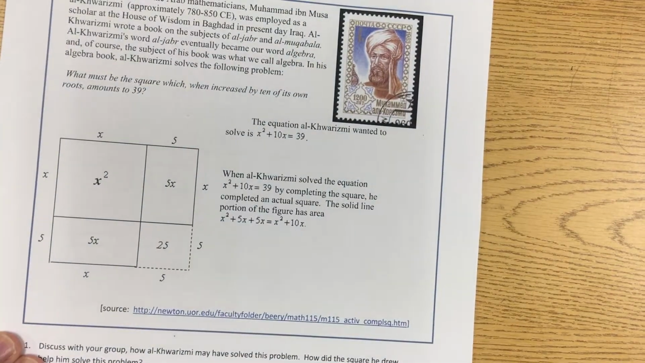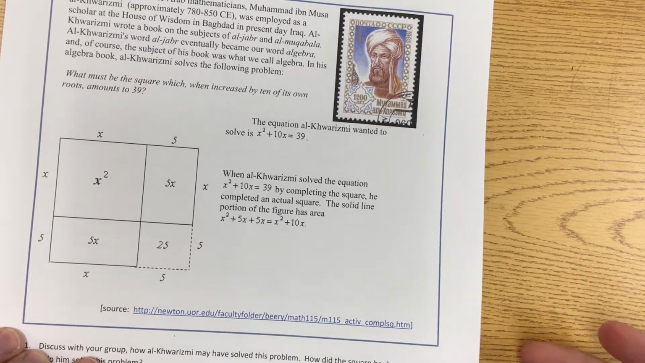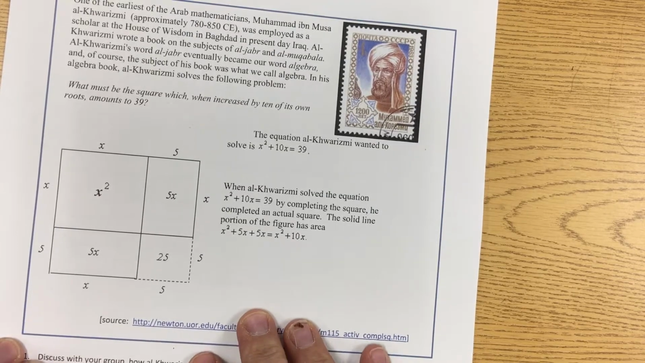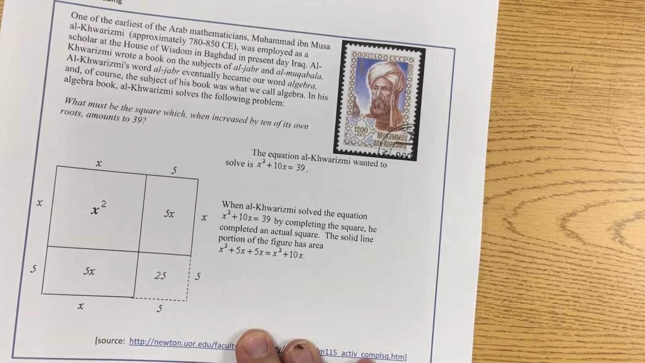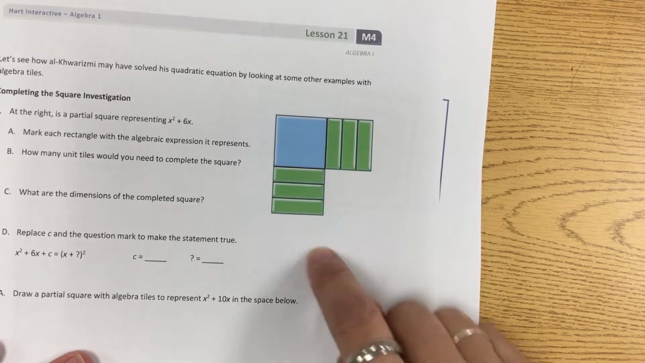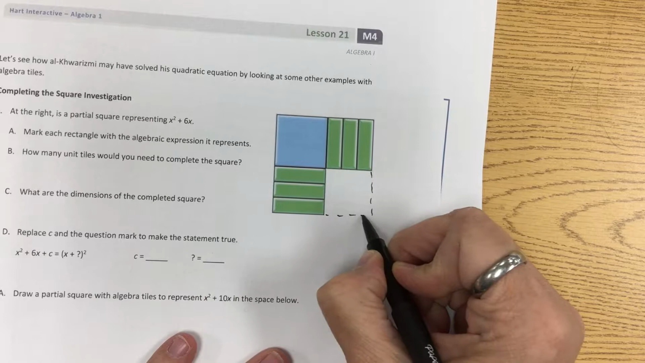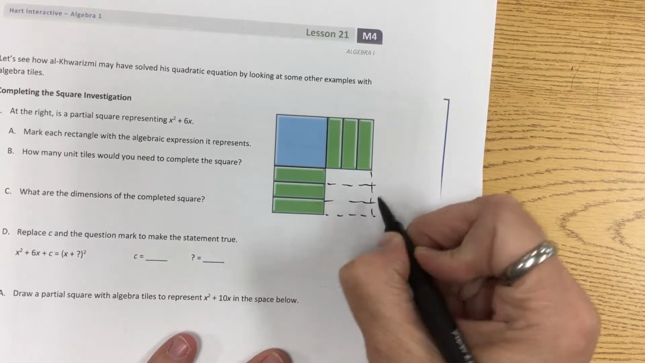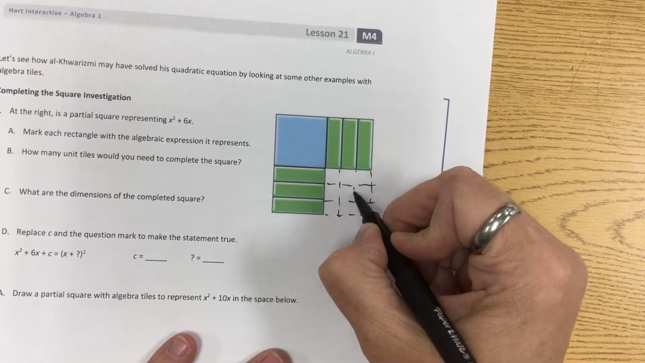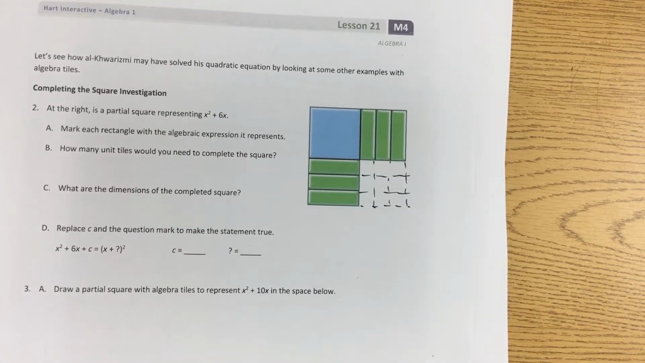Okay, so what I want you to do is go to the next page and discuss number 2. Pause the video. Okay, so you should have done number 2, and I'll look at it right here for a second. Now hopefully you went ahead and drew in right here what you needed in order to get your perfect square.